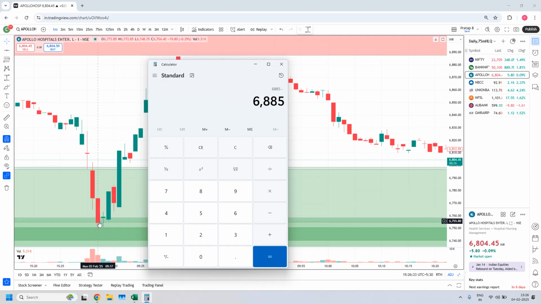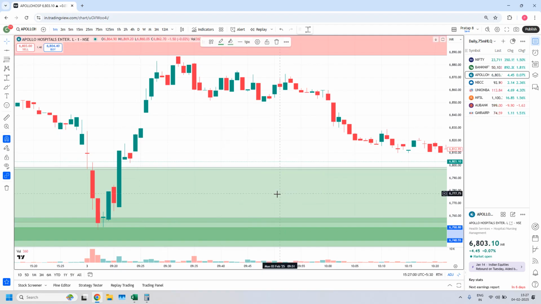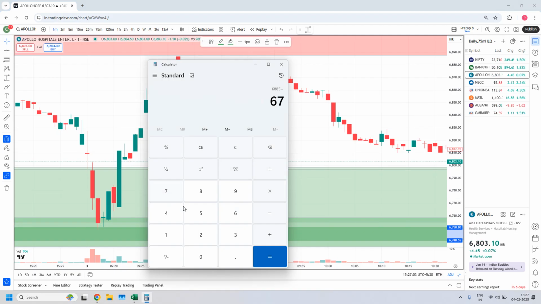What could be your entry here? The zone entry, 6750.80. Maybe you will not take exactly, you will add some entry buffer. Say roughly I can say 6752, or 6753, some entry buffer. You would have got 132 rupees profit yesterday from this stock.